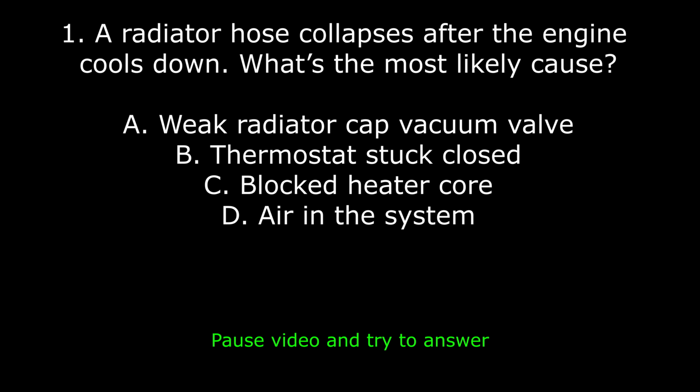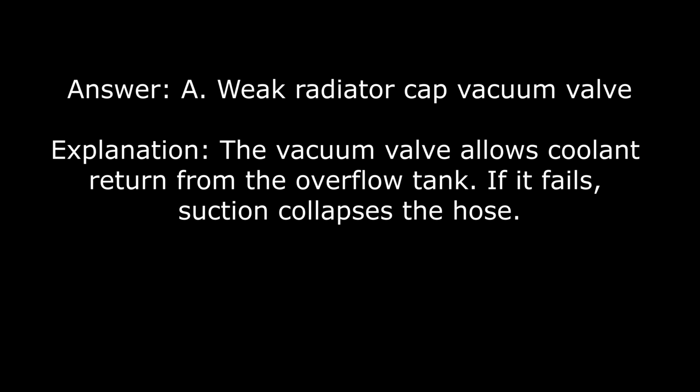1. A radiator hose collapses after the engine cools down. What's the most likely cause? A. Weak radiator cap vacuum valve. B. Thermostat stuck closed. C. Blocked heater core. D. Air in the system. Answer: A. Weak radiator cap vacuum valve. Explanation: the vacuum valve allows coolant return from the overflow tank. If it fails, suction collapses the hose.